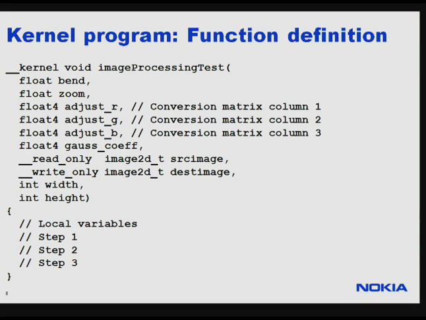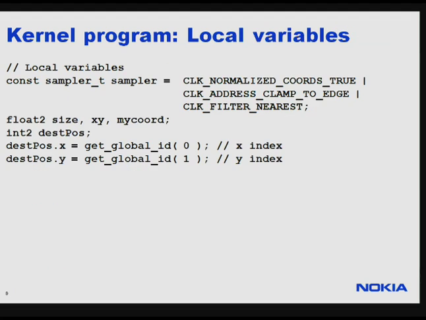Here's the kernel. There's the definition part and the input arguments and output arguments. There's the input image and output image. And here would be the core. Define some variables. Here's a texture sampler and a couple of these vector data types. And we get the index for the current pixel using these ID getters.